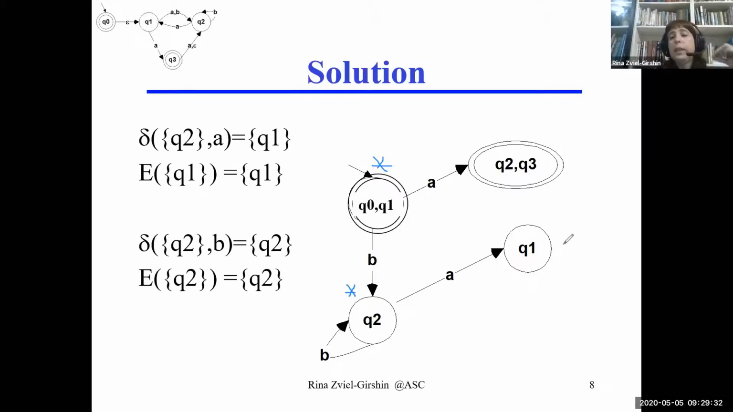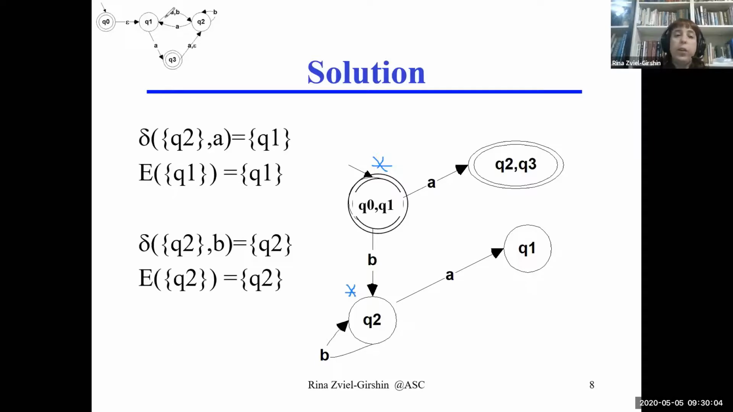And once again, the same idea. For Q1 and A, you have to define where you can go. You use A only once, but later you can use epsilon transitions. And for Q1 and B, you have to define where you can go. And once again, you use epsilon closure for your computation. So let's do it together.